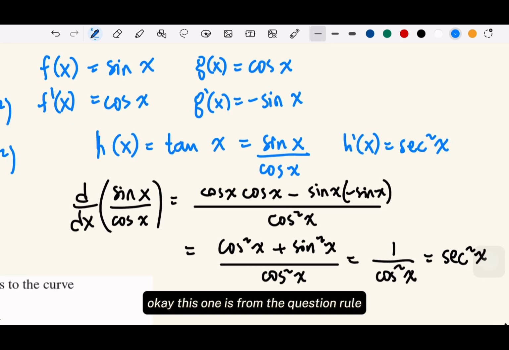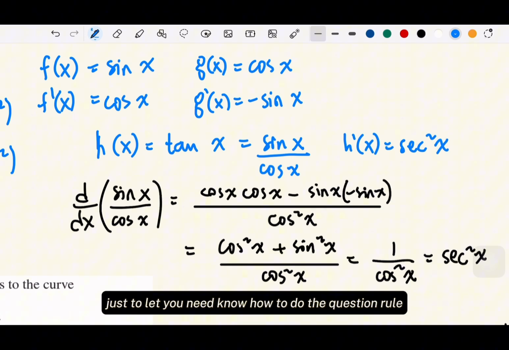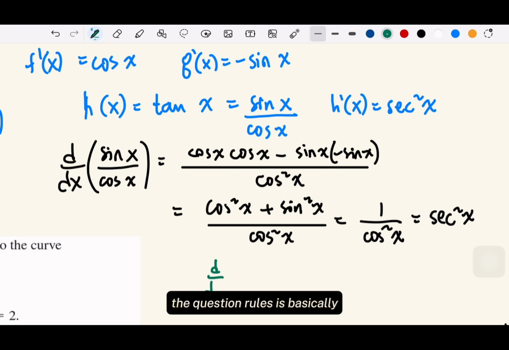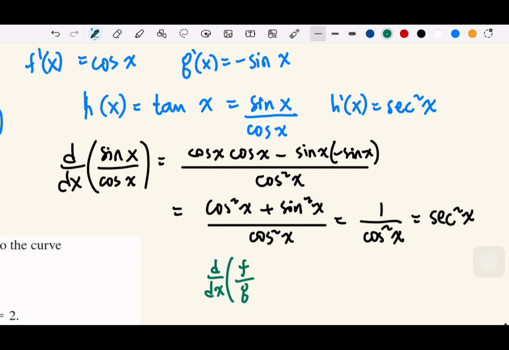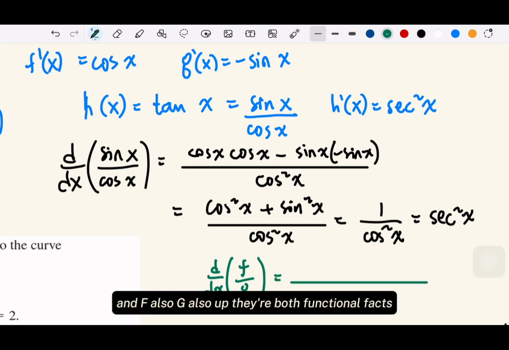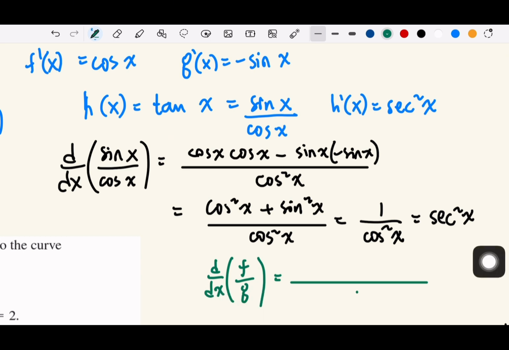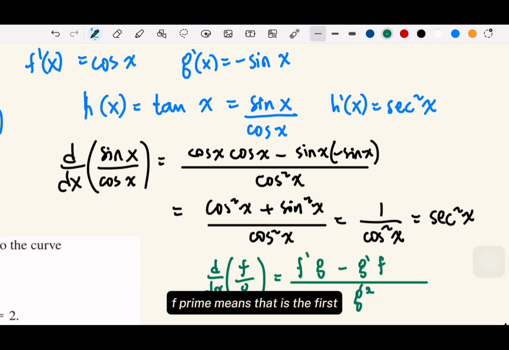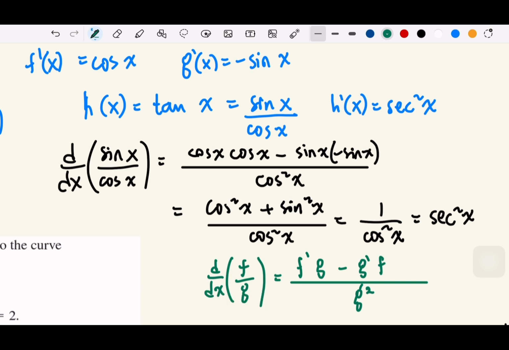Okay. This one is from the quotient rule. Just to let you know how to do the quotient rule: the quotient rule is basically, let's say this is all f over g, and f and g are both functions of x. So the denominator is g squared, and the numerator is f prime g minus g prime f. Prime means it's the first derivative.